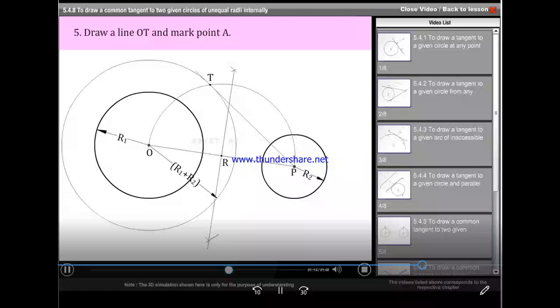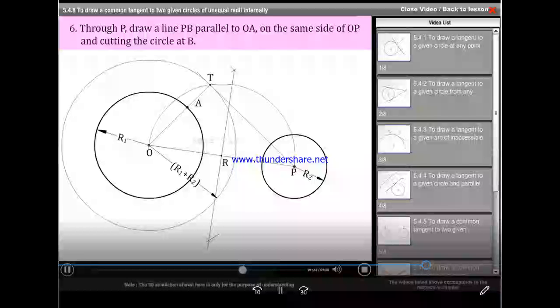Draw a line OT and mark point A. Through P, draw a line PB parallel to OA on the same side of OP and cutting the circle at B.